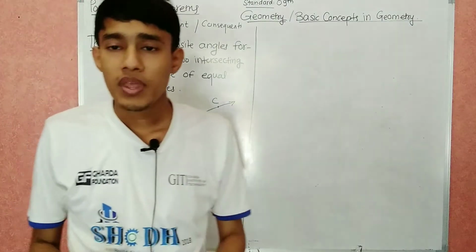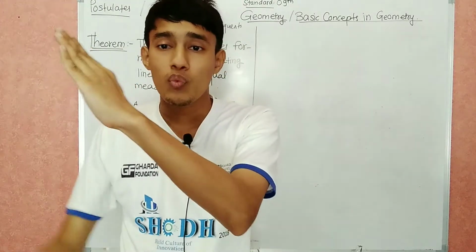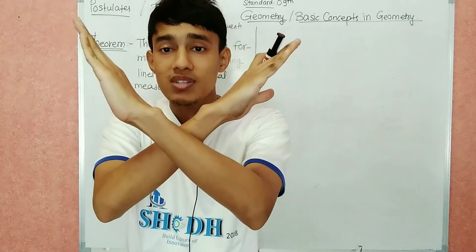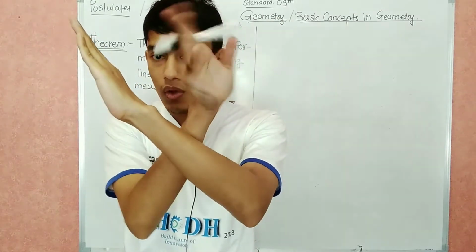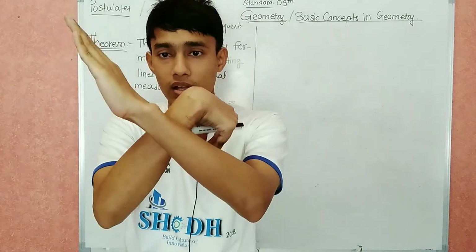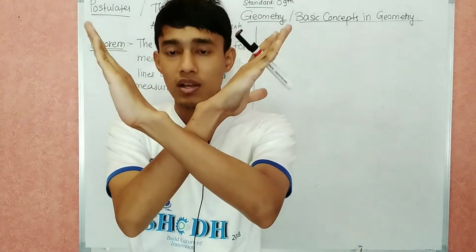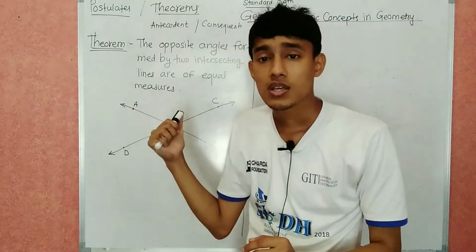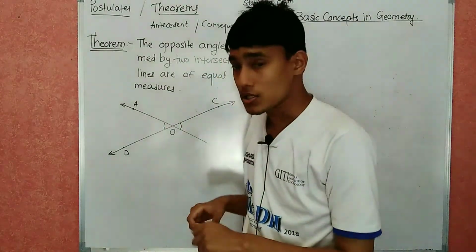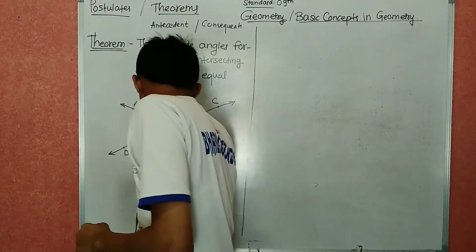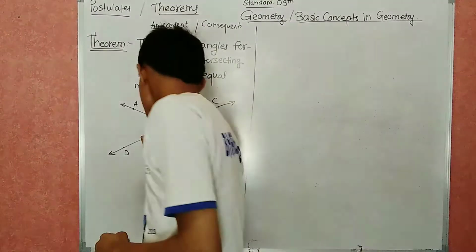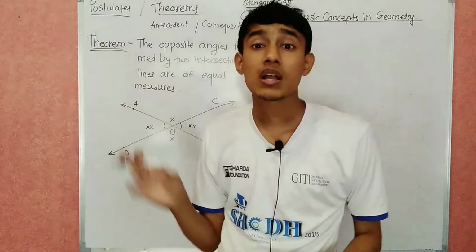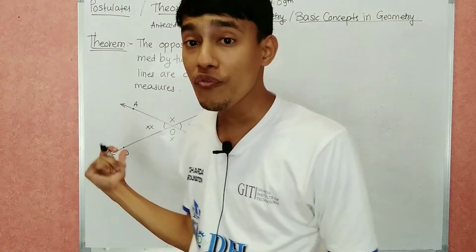So what is the theorem? If there are two lines, line 1 and line 2, the intersection of these two lines gives us four angles: angle 1, angle 2, angle 3 and angle 4. What does the theorem tell us? It tells us that the opposite angles, this angle and this angle, and this particular angle and this particular angle, both pairs of angles are equal to each other. So we have to prove this logically.